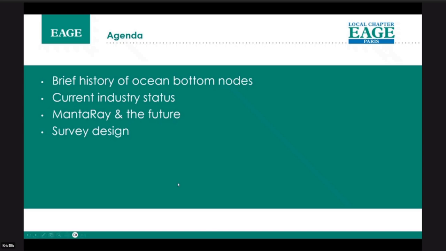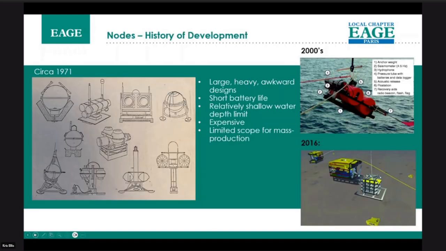So winding the clock back to circa 1971, on the left there are some various node designs that you can see. These things were huge. A bright spark at some point in the 60s, I believe, came up with the idea of putting land nodes on the bottom of the ocean. And then various engineers were involved in coming up with marvelous ways to get these things to survive on the seabed.